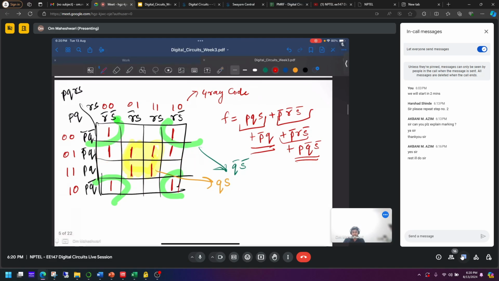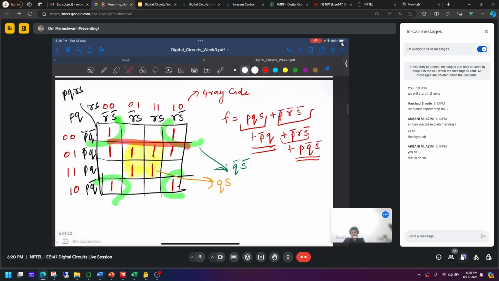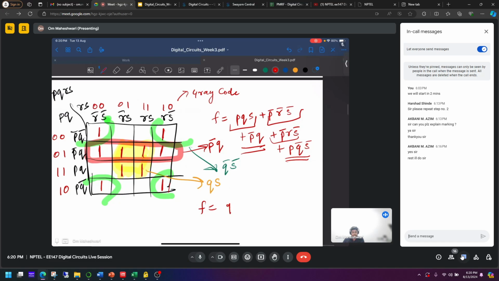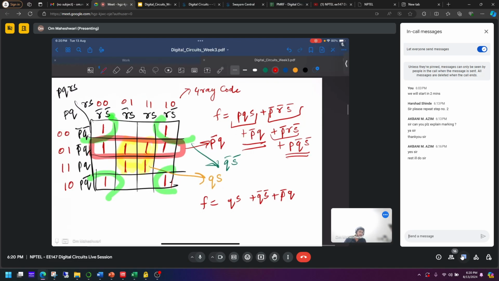So we can group them. Say I group them like this. Then this is simply P bar Q. This row is P bar Q. So your answer can be F equals QS plus Q bar S bar plus P bar Q. This is fine, Harshad. Do you get step number two? Azim?